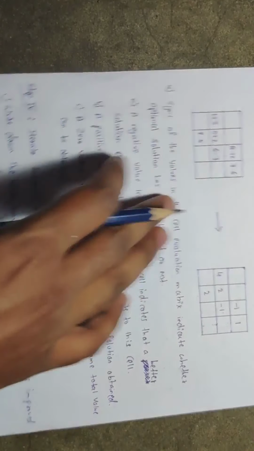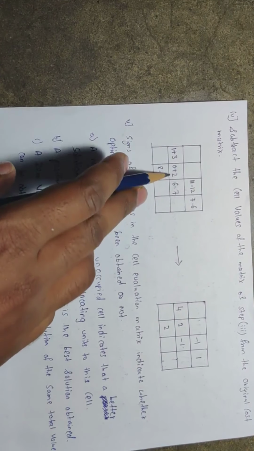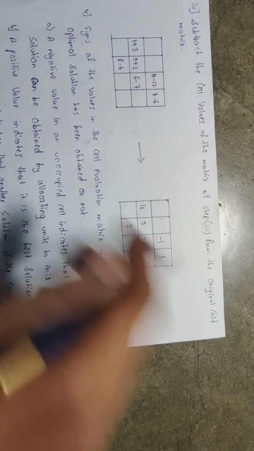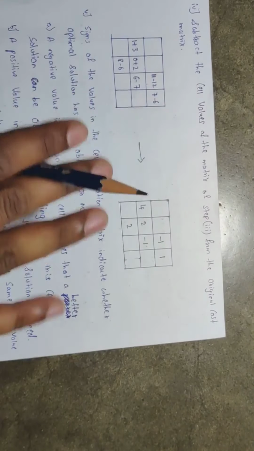Once you obtain these new values, you are going to get a table like this: 11 minus 12, 7 minus 6, 1 plus 3, 0 minus of minus 2, 6 minus 7 and 8 minus 6. So you are going to get the new values here. This will be the last table for your problem.